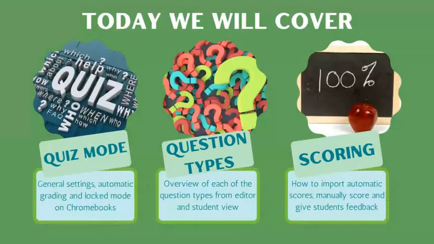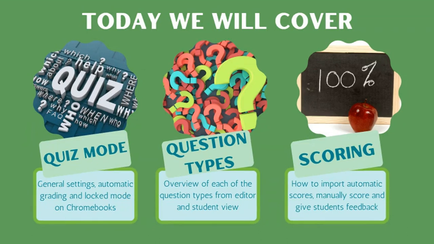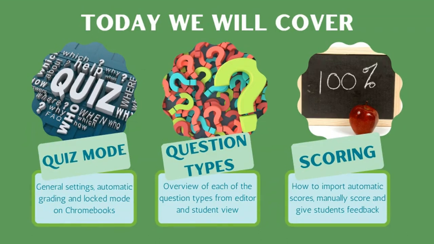So throughout the next hour, I'm going to go over the general settings for quiz mode, and talk about how you need your form set up to make sure that it operates properly for your students. We'll go over what the locked mode on the student Chromebooks means. We'll also look at each of the different question types and have a peek at what those look like in the editor view, and also from the student view, just to see all the different options that are there. And then finally, we'll have a look at the scoring piece, both within Google Classroom and from the form itself after your students have completed the quiz.